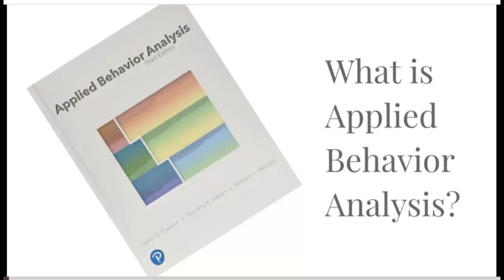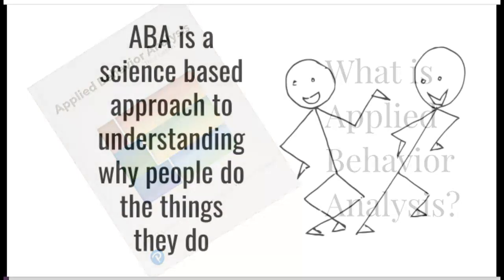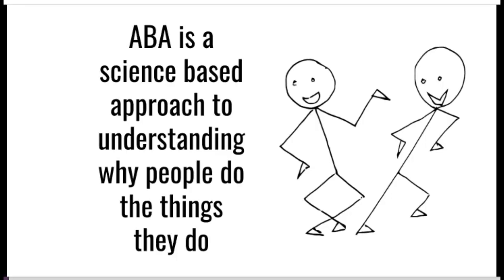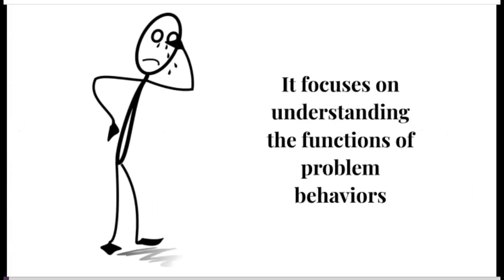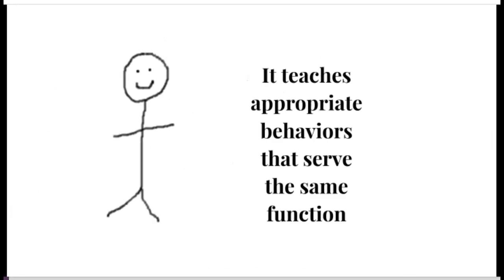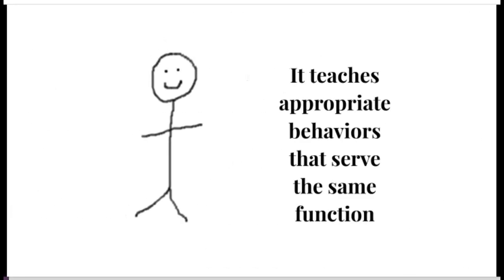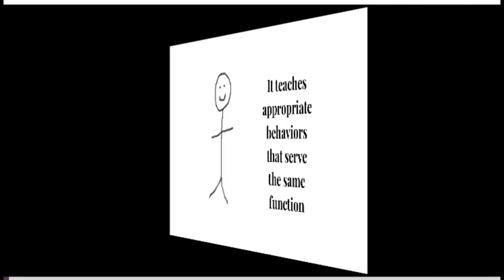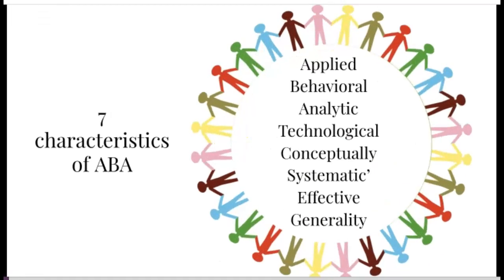What is applied behavior analysis? ABA is a science-based approach to understanding why people do the things they do. It focuses on understanding the functions of problem behaviors so that new appropriate behaviors that serve the same function can be learned. It does all of this by using these 7 characteristics of applied behavior analysis.